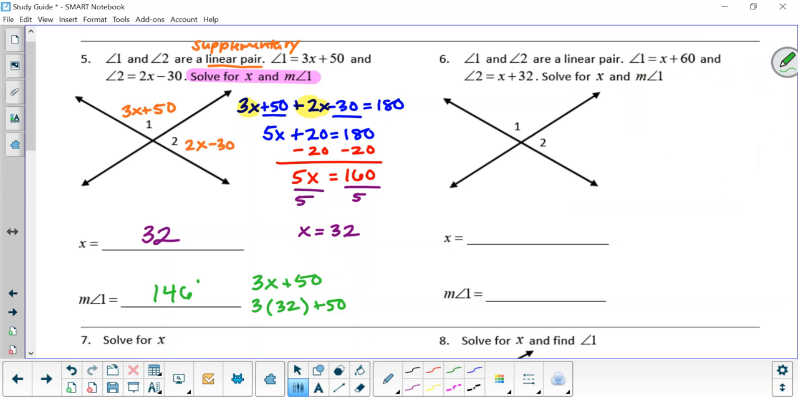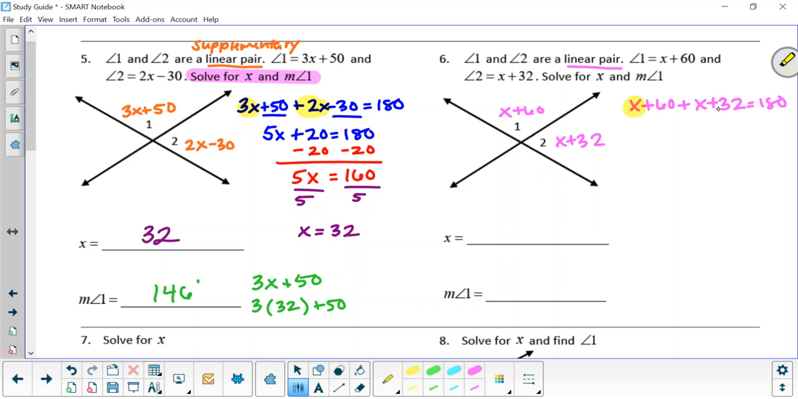Again, you can pause the video and try it on your own for number 6. Okay, number 6 is also a linear pair. Angle 1 is x plus 60. Angle 2 is x plus 32. So since it is a linear pair, I'm going to add them together. X plus 60 plus x plus 32 equals 180.